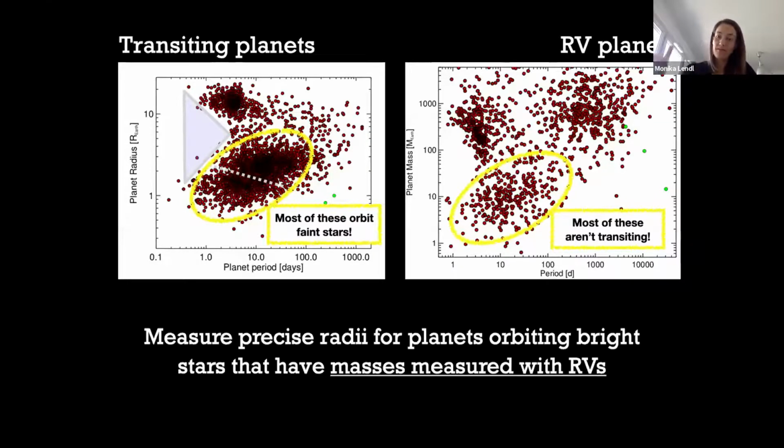So there are programs within the CHEOPS GTO to either go to planets that we know are transiting, but we know their masses from radial velocities, but we don't have precise radii. We go back with CHEOPS and derive and measure a very precise radius. And then there's another program that is dedicated to observing radial velocity planets. So a planet, we know it's there from radial velocity. We don't know yet if it transits, and search for the transit of the planet.